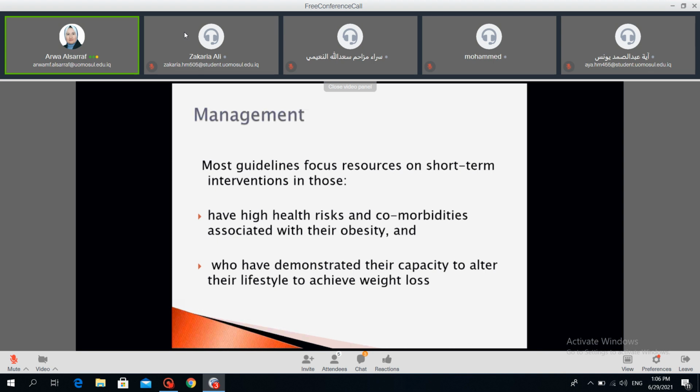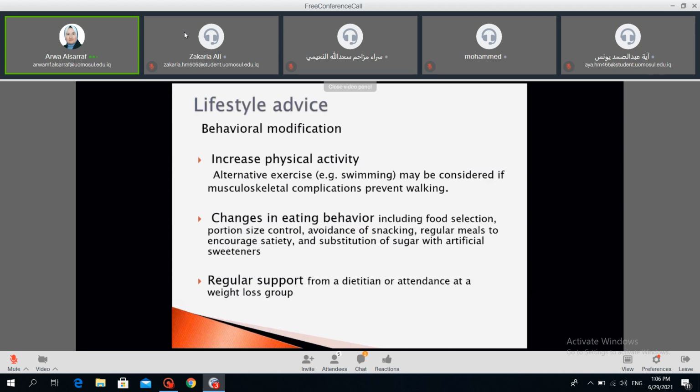The first step in treating obesity is lifestyle advice, so behavioral modification is needed. First, we should advise them to increase their physical activity by doing some exercise. For example, walking is very important, which is the best thing to do in obese persons. If the patient cannot walk because of an associated joint problem, then encourage swimming as an alternative to walking, and they can also go to the gym and start different types of exercise.